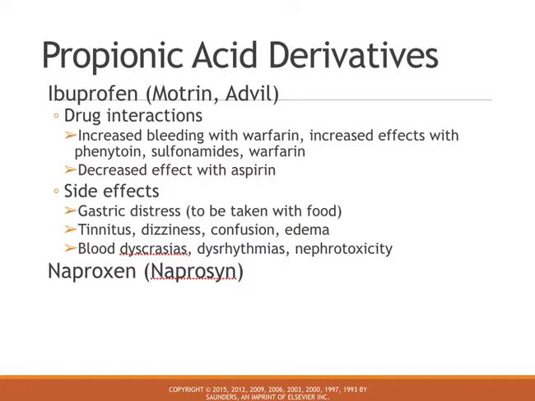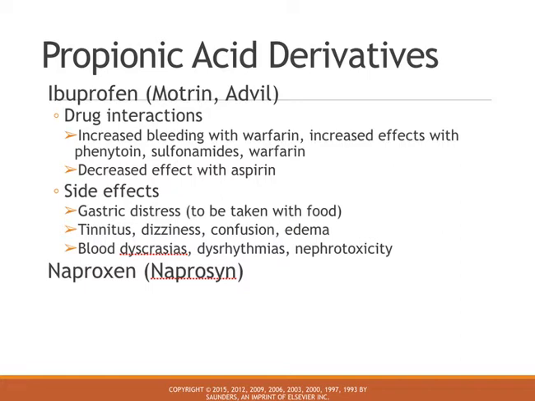There are some common side effects. Gastric distress, and we can prevent that by taking it with food. You can also have symptoms if you have too much of it, like tinnitus, dizziness, confusion, edema. You can even see with higher levels blood dyscrasias and heart dysrhythmias. Ibuprofen, Advil, Motrin can be nephrotoxic. So it's primarily excreted by the kidneys. If you take too much of it, it can damage your kidneys.